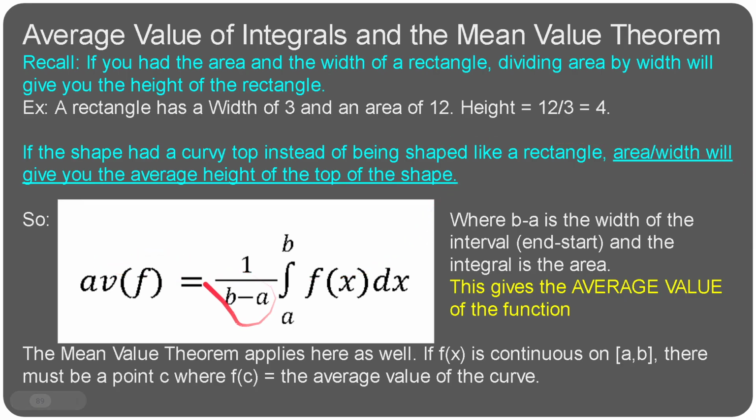So that's what this is saying. This is the average value of a function across an interval a to b. So a to b is the width, or b minus a is the width of the interval. It's just the end value minus the start value. The integral is the area. So you have area divided by width, and it gives the average height of the function.